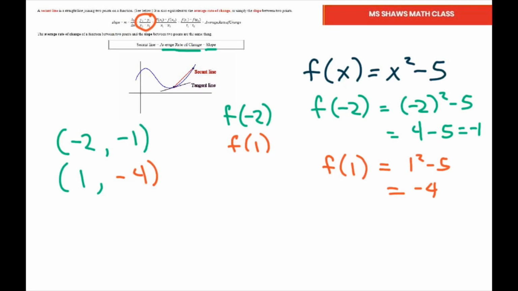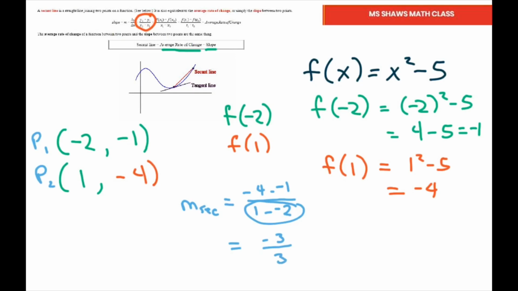So let's do that. Our slope of the secant line is going to be, I'll let this be point 2 and this be point 1. So I'll just go negative 4 minus a negative 1 divided by 1 minus a negative 2. And this equals negative 4 plus 1, which is negative 3. And this is just going to be 3. So our slope is going to be negative 1.